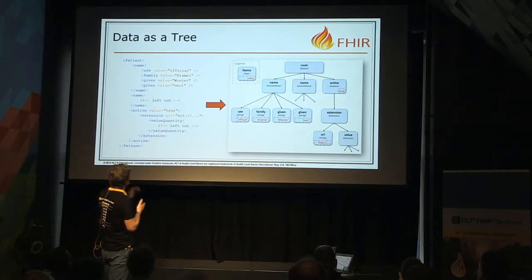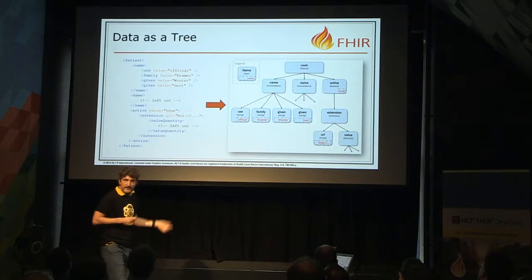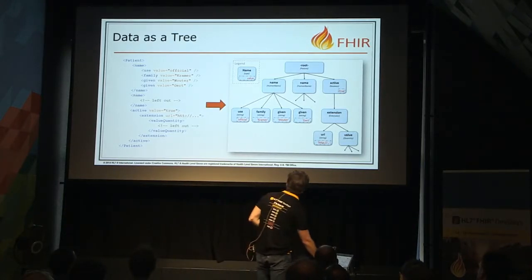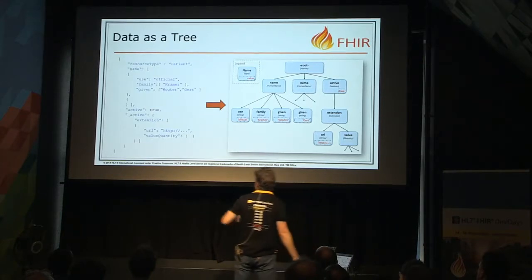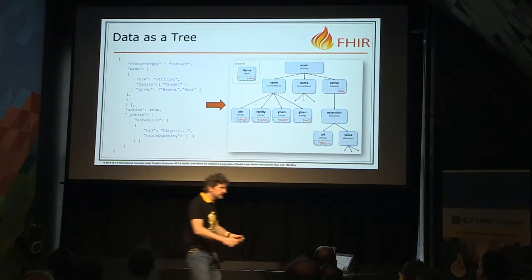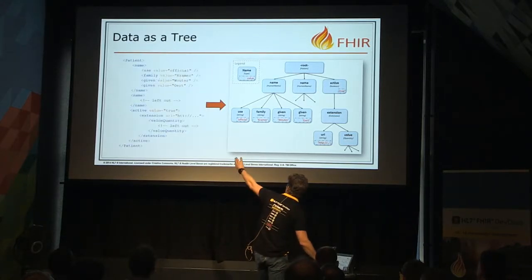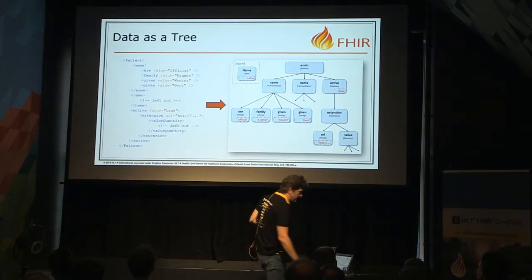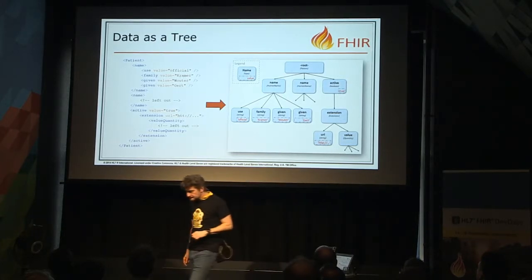So here's the XML version. You see in XML, of course, some things turn into attributes, some things are elements. You have a root element that actually indicates the type of the stuff. All of that is not available in JSON, or it's done differently in JSON. In JSON, you have this field called resourceType to indicate the type. But as you can see, both of these syntaxes map to the same tree.